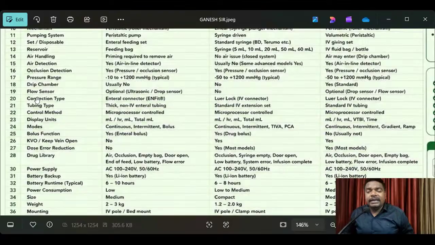Okay, now come to the 20th point. See here, 19 points completed successfully. Now come with me. Listen carefully to what I'm saying here. The 20th point here is connection type. Every pin to pin I'm going to compare, and every pin to pin I'm going to give you very clear information.